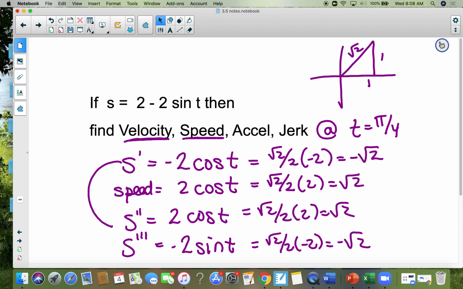So there's the notes. And like I said, you can see how I'm having problems with my recorder, but we got through it.